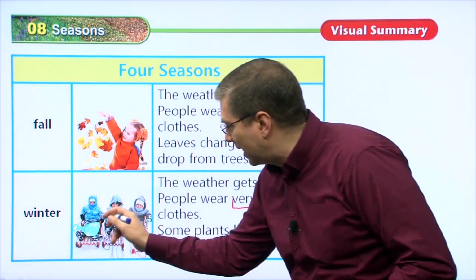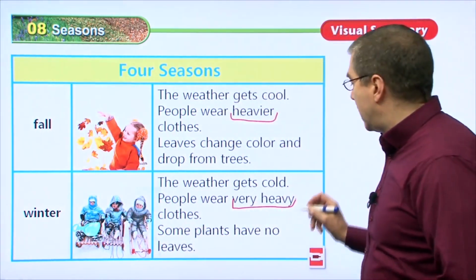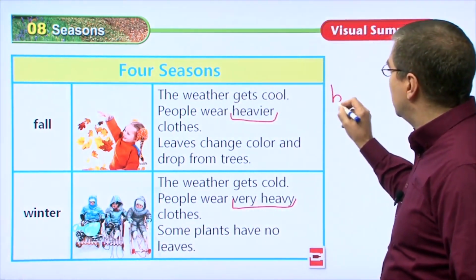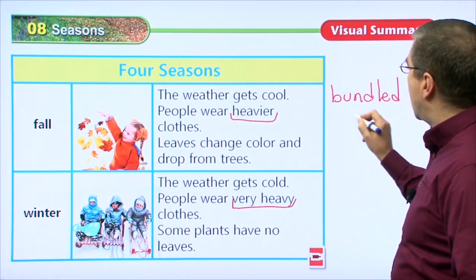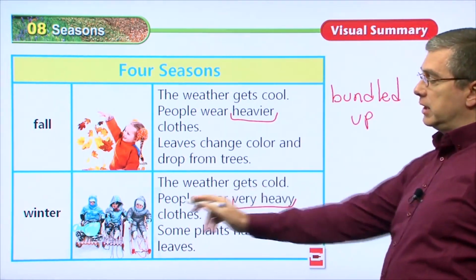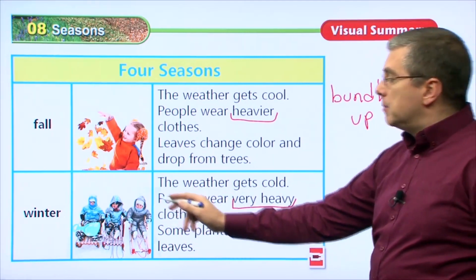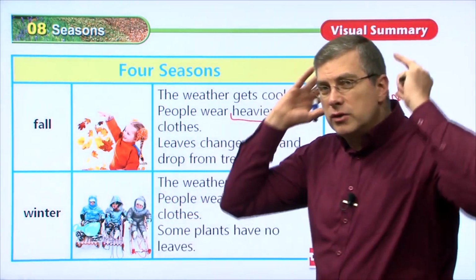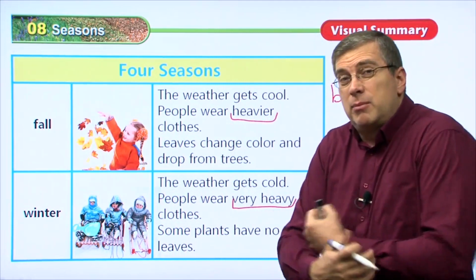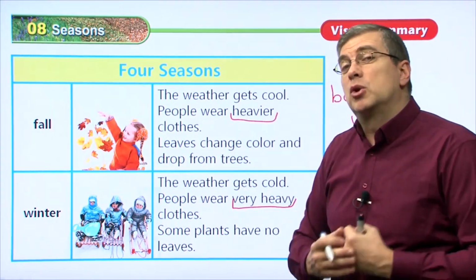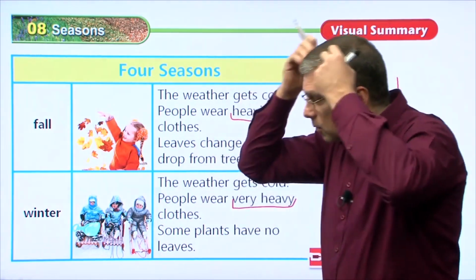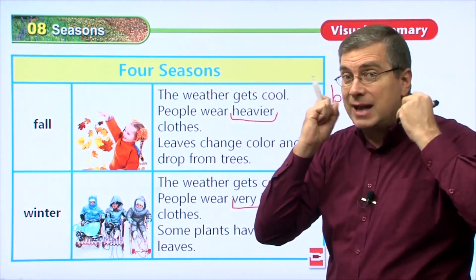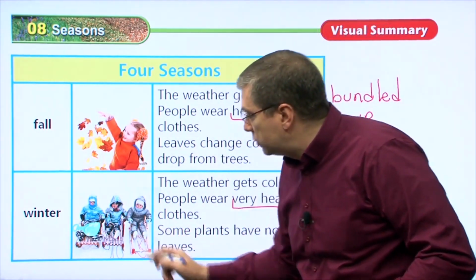Look at these boys here, right? They are really bundled up. We talked about that in a previous lesson. This is a good example of being bundled up because they're wearing very heavy clothes. They're covering almost all of their body. They are protected from the cold. They're wearing coats with hoods. They're wearing knit hats on their heads. They have heavy boots on.